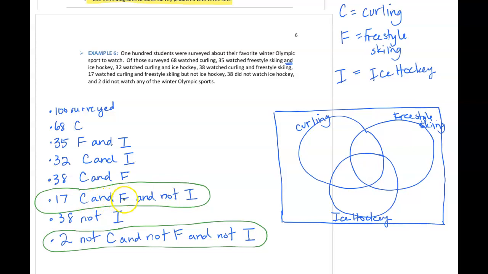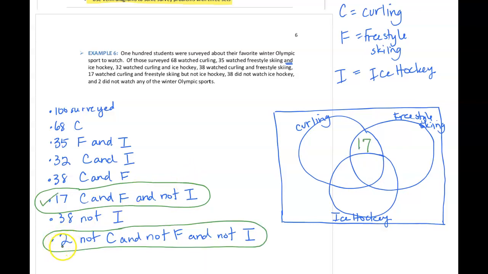17, curling and freestyle skiing and not ice hockey. So inside the curling set and inside the freestyle skiing set, and I'm going to use my hand to hide the ice hockey set to say not ice hockey. We want where curling and freestyle skiing overlap, but away from the ice hockey set. The 17 would go in that single space. I'm going to check off that I used that statement, and move the hand out of the way so we can move on.